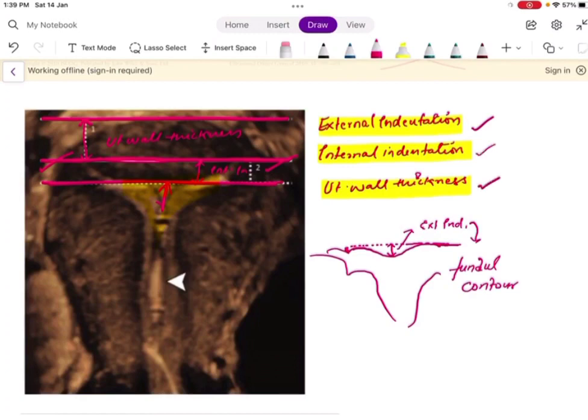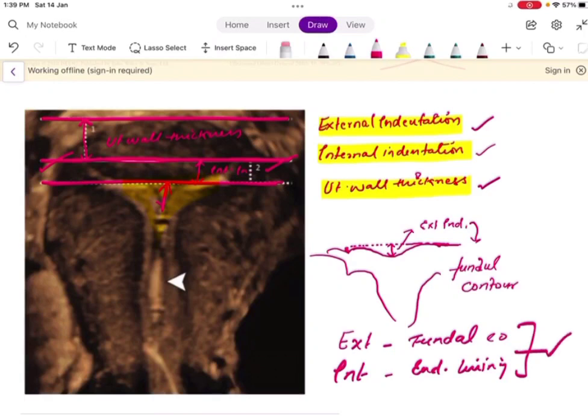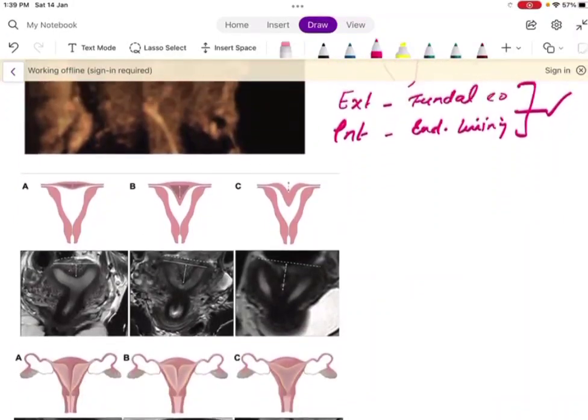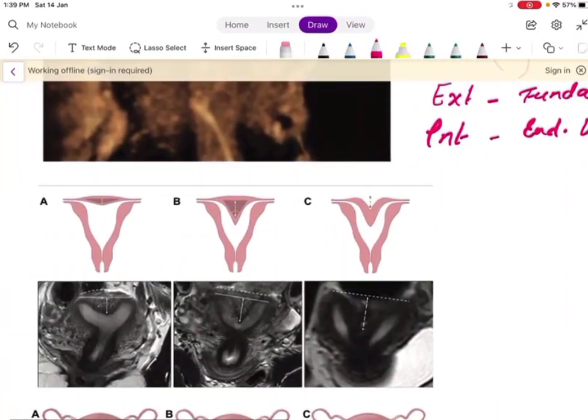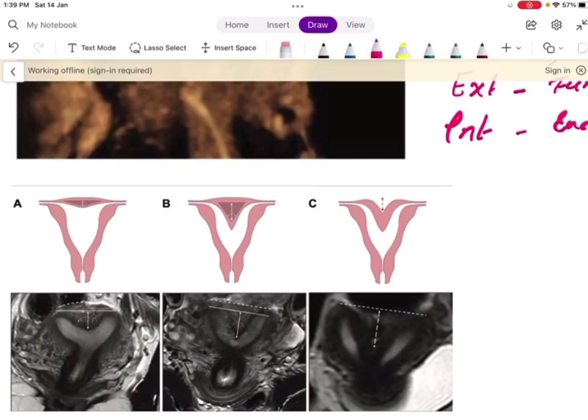Okay. Remember, external indentation, by this we mean the external fundal contour, and by the internal indentation we are talking about the endometrial lining. These are the two basic concepts you have to remember for accurately classifying these Mullerian duct anomalies. Okay, so let's look at these pictures one by one. So look at the first image.